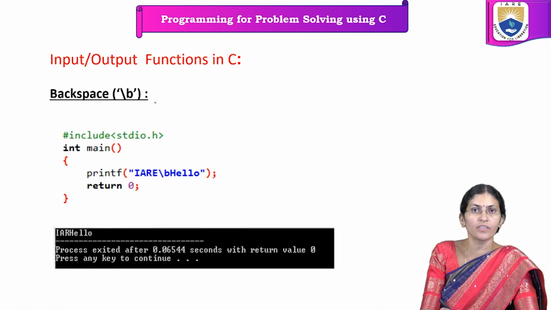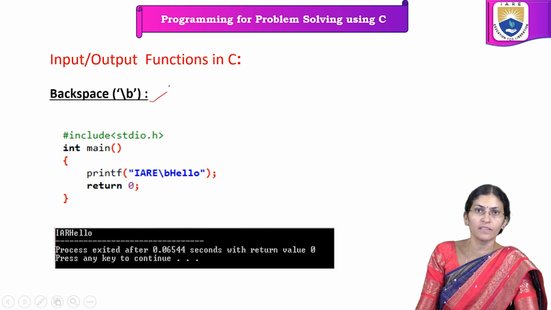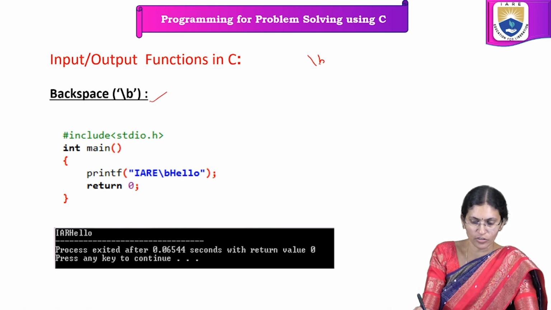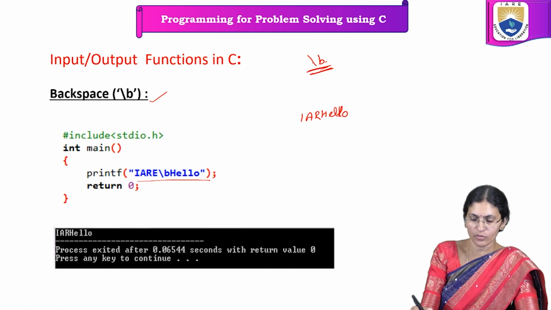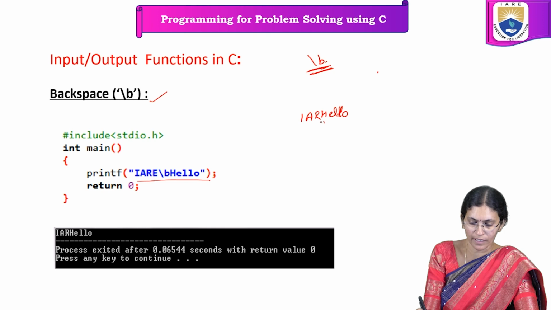Next, this is an illustration. So this program is an illustration of backspace escape sequence. So backspace \b. \b is used to indicate backspace. So in the printf statement we have used \b. So output of this will be IAR hello. What this \b will do is, because of this the cursor will move one space before. So without this the output will be IARE hello. So when we introduce backspace, the output will be IAR hello.